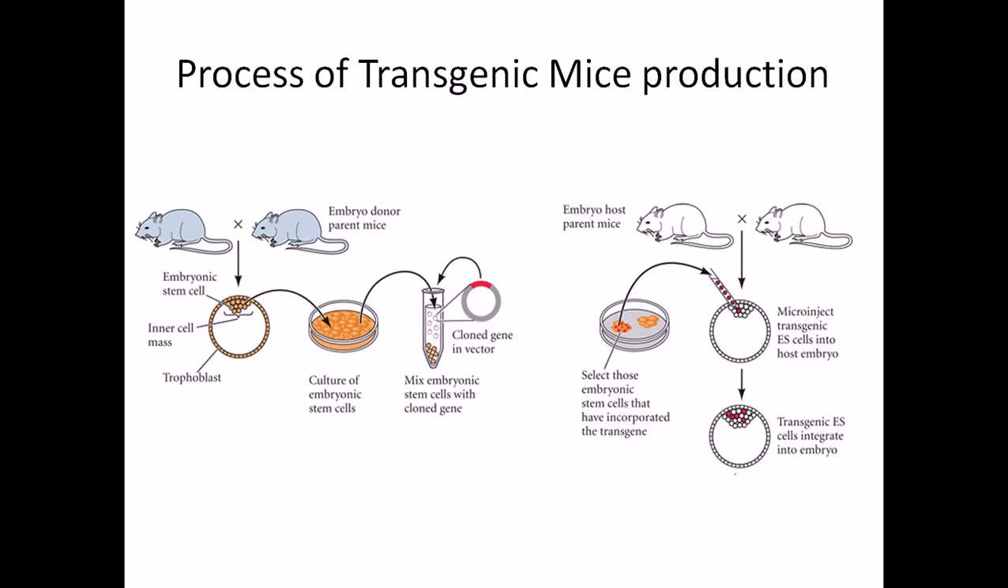Like these embryonic stem cells can produce nerve cells. These embryonic stem cells can also produce liver cells. So they are very much versatile here. So we take some of these inner mass cells and put it into the cell culture.